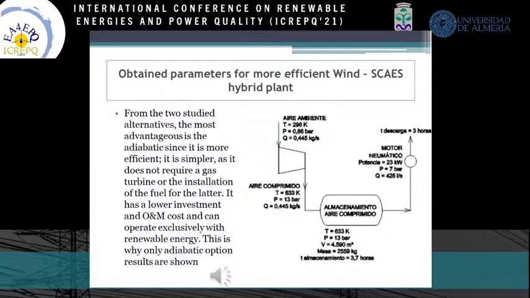From the studied alternatives, the most advantageous is the adiabatic since it's more efficient, it's simpler, and it does not require a gas turbine or the installation of the fuel for the latter. It has a lower investment and O&M cost and can operate exclusively with renewable energy. This is why only adiabatic option results are shown.